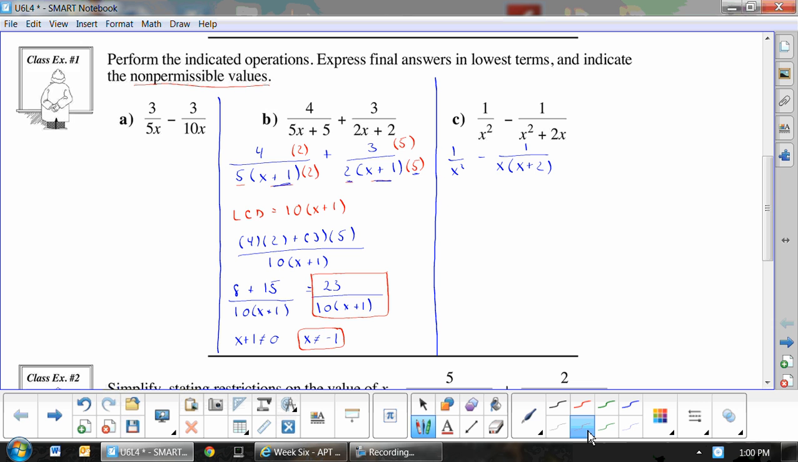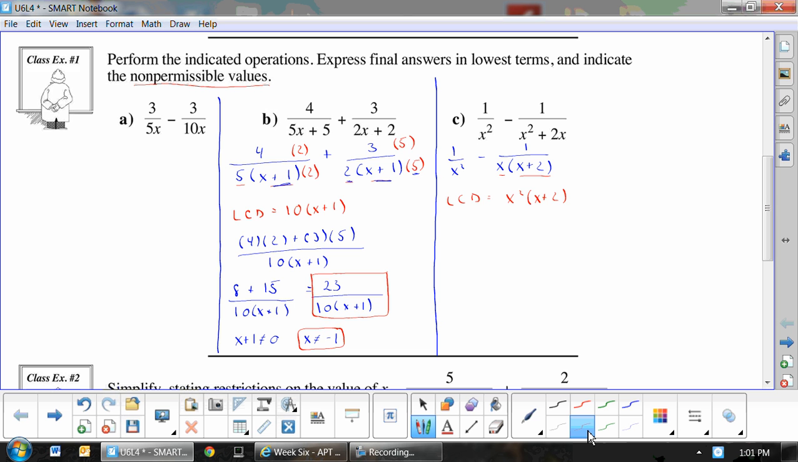So if we're trying to find our LCD now, I think, okay, the first one has an x squared, so I know that's definitely going to be in it. And we look at the second one and say, this has an x, and this has an x, so that's good. This also has an x plus 2. So our LCD is going to be x squared times x plus 2.